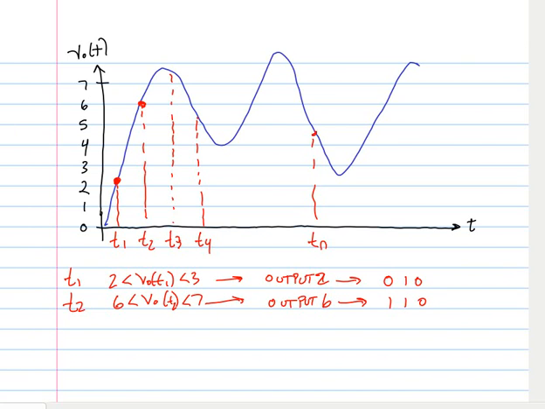And we can keep going all the way to Tn, for instance. See that Tn is somewhere between 4 and 5, so 4 is less than VO of T sub n, which is less than 5. And so we'd output a 4, which is a 1, 0, 0. And so on and so forth. So we would keep doing this, sampling every period of the clock, figuring out what the output amplitude should be, and outputting a code corresponding to that output amplitude.